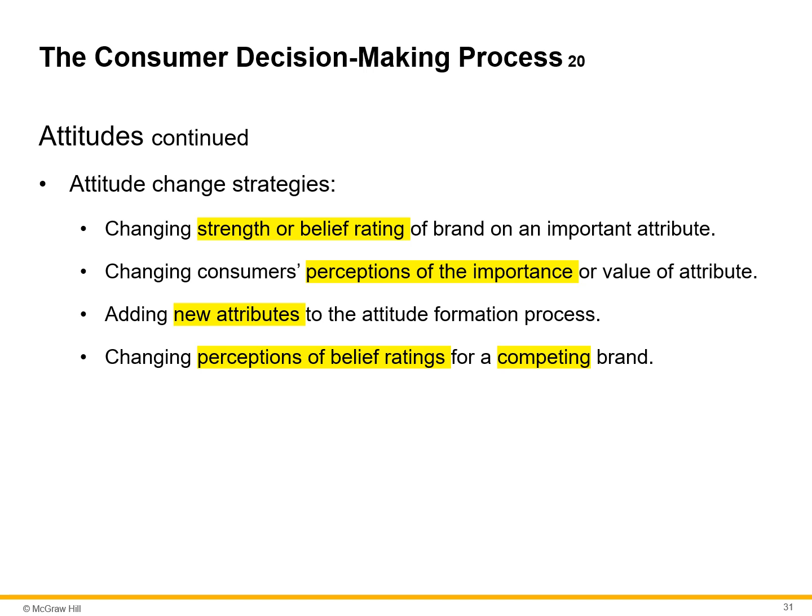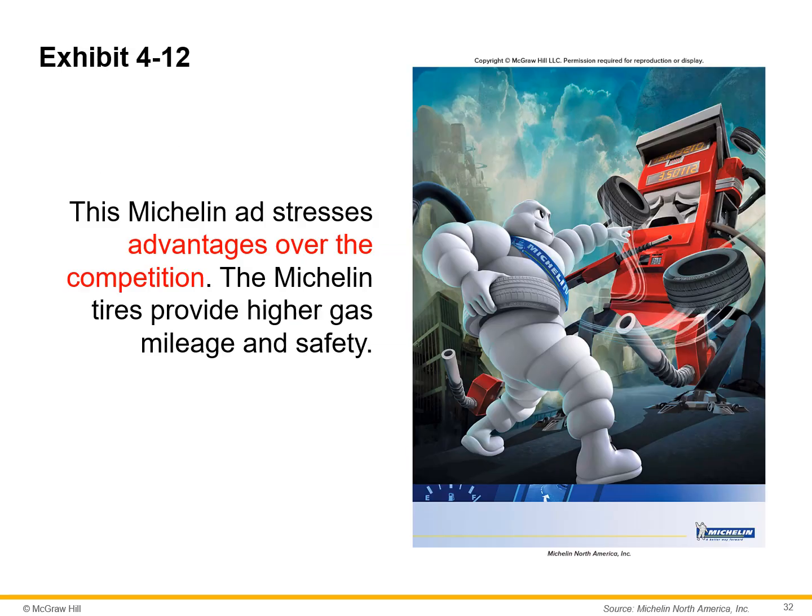Three, you can add new attributes to the attitude formation process. Add a new attribute, some new features, functions. Four, you can change the perceptions of belief ratings of a competing brand. You make them believe that the competing brand, the other guy, is worse, is lower, is inferior to yours. You can change that. You can also change their attitude. So these are the four attitude changing strategies.